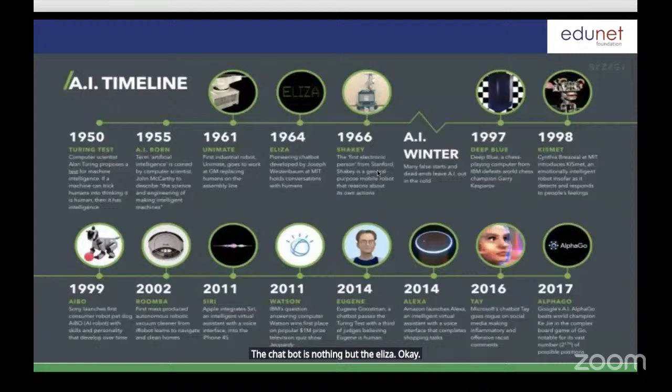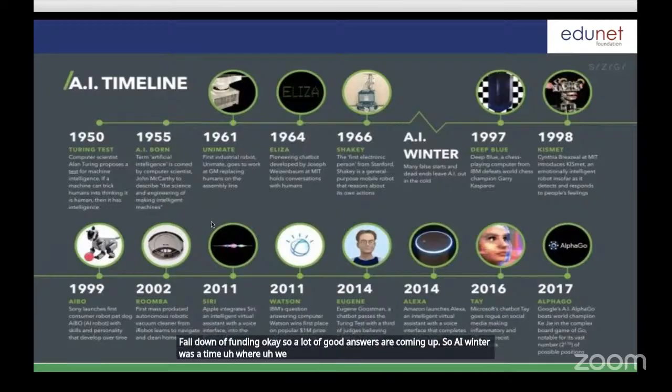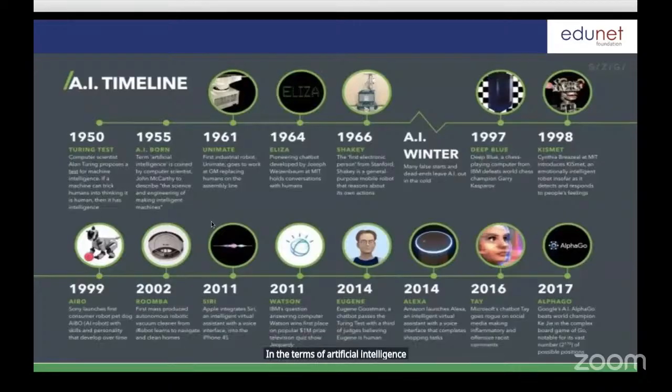Then after that, as the years go, in the 1960s, the AI winter came. So can you tell me what is AI winter? Can anyone tell me what is that AI winter? No. Okay. AI winter is nothing but lack of funding. Apart from that, research was low. Yes, exactly. Then a fall in funding. A lot of good answers are coming up. So AI winter was a time where we had a lack of funding. It was a decline in the funding, and also in the interest and the enthusiasm in terms of artificial intelligence. That is nothing but your AI winter.